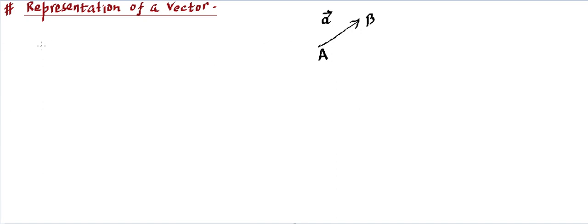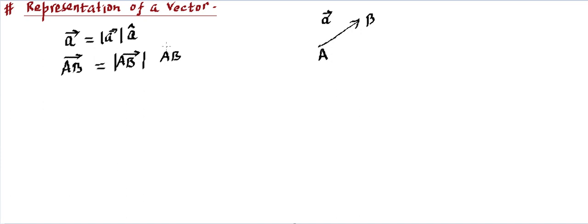Now a vector requires both magnitude and direction. So we have discussed that A vector will be written as the magnitude of vector A, which is represented as mod of A, into the direction of the vector. Direction is represented by cap. We have also learned that this vector can also be written as AB vector, starting from A towards B. So AB vector is equal to the magnitude of AB vector, which will be written like this, times the direction of AB vector, which will be written as AB cap. So this is another way of writing the same vector.